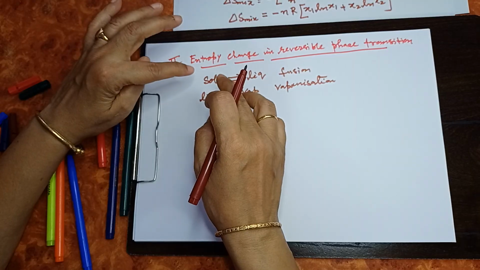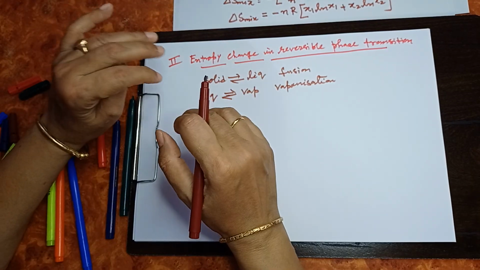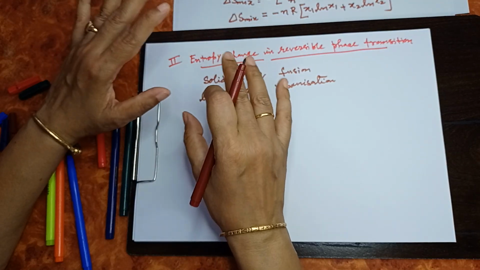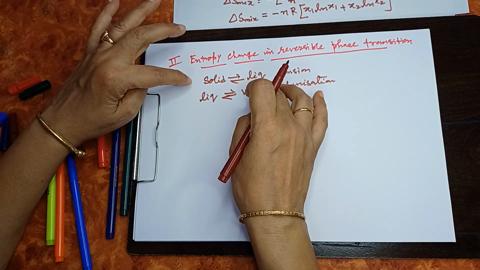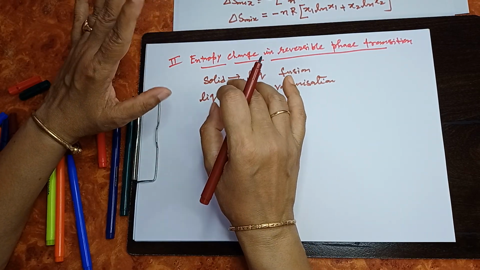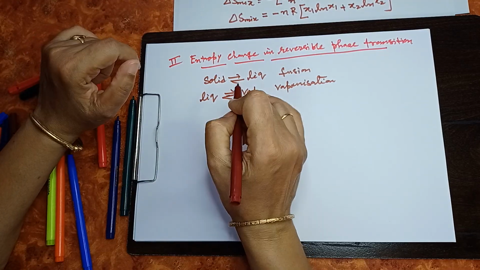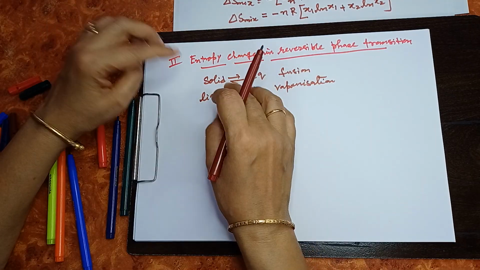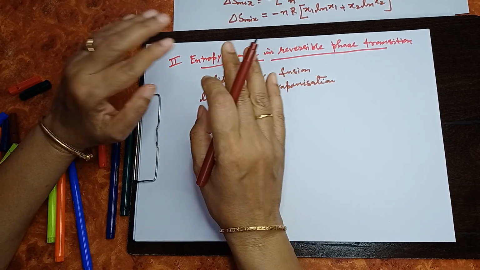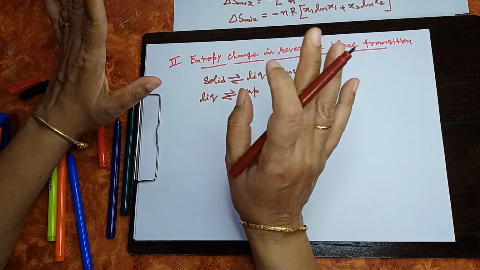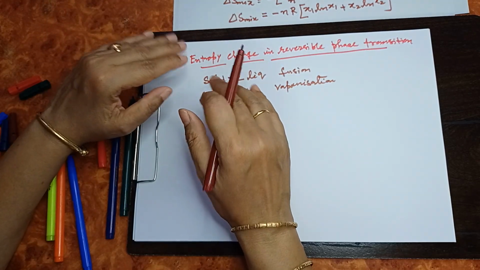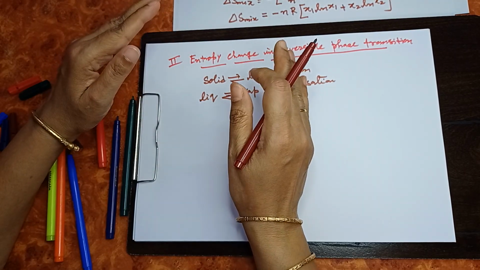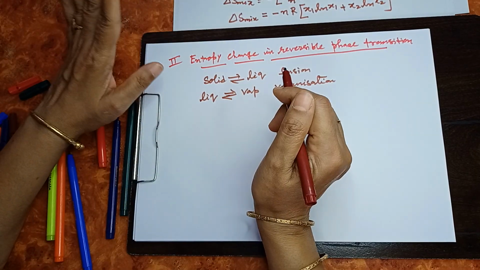That's why the heat absorbed during melting or vaporization, or heat released during freezing or condensation, is known as latent heat. Latent heat of fusion, latent heat of vaporization, like that. And at the melting point, during fusion, the solid and liquid phases are in equilibrium. Similarly, during boiling, liquid and vapor phases are in equilibrium. So equilibrium is maintained. So it is a reversible process.